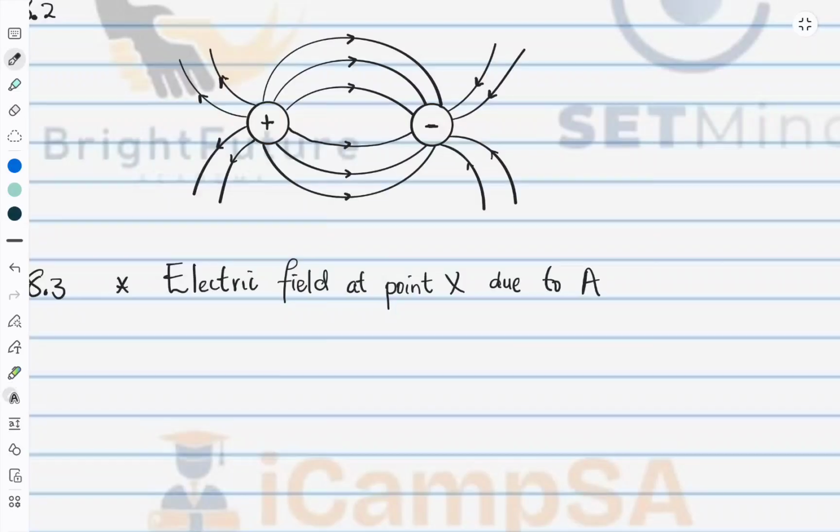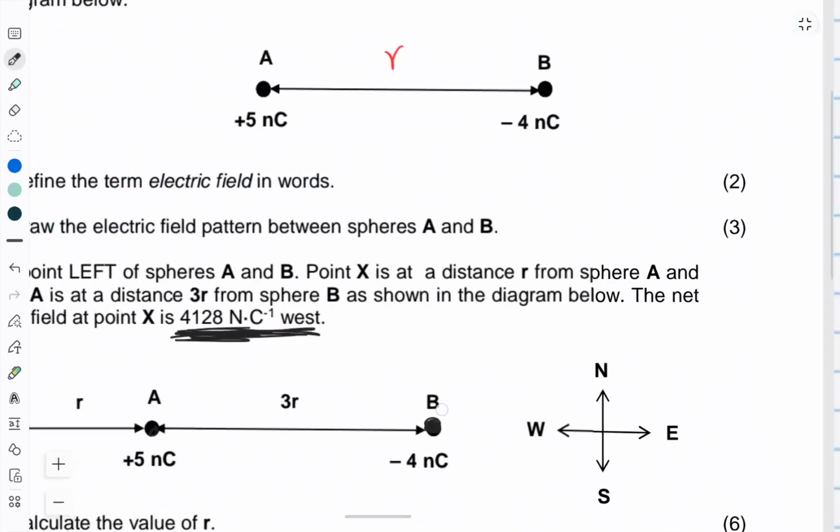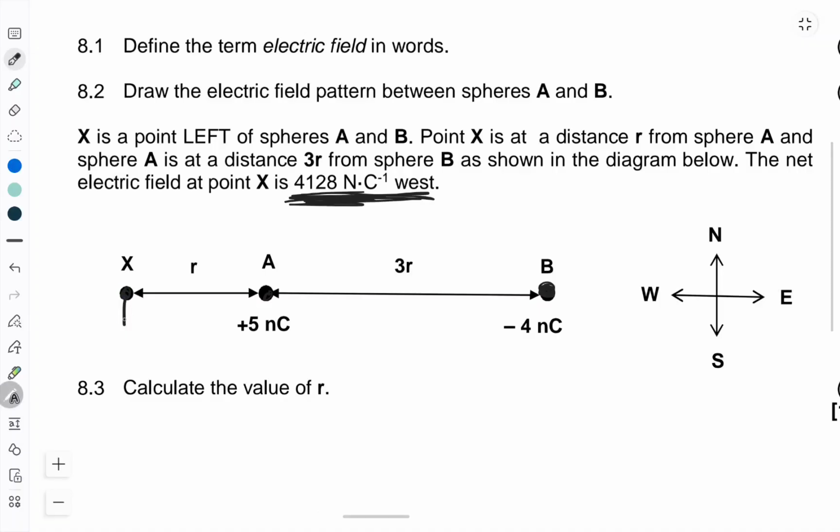So what we are doing here, we are saying, okay, I'm standing at point X. I'm standing here at point X, and then I see these two charges. So the amount of electric field that I will feel at point X will be due to the individual contribution of these charges A and B. So that is the net that I will feel, which is this guy.